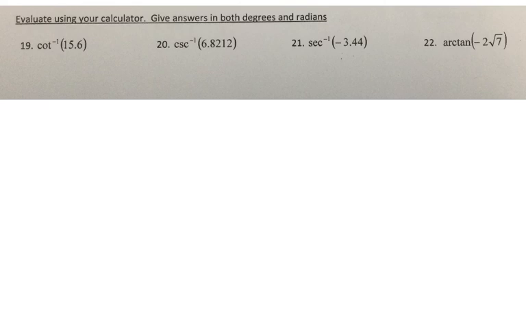The next one, inverse cosecant. I don't know that ratio, so I can't do it without a calculator. So I need to put this in my calculator. Do I have an inverse cosecant button? No, so I'm going to have to use the inverse sine. And what am I putting in my calculator? 1 over 6.8212. 8.4 degrees.